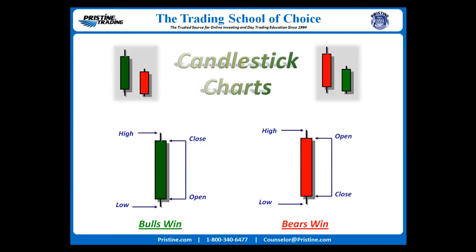Those highs and lows can be called tails or shadows or wicks, whichever you prefer. At Pristine, we typically call them tails, topping tails, bottoming tails.